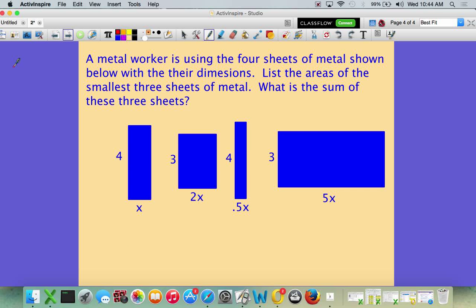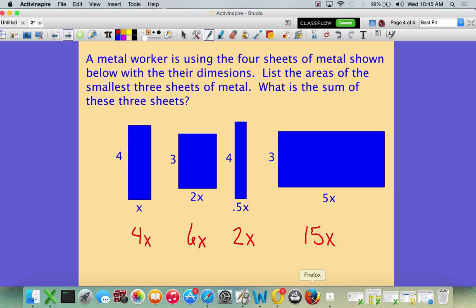Alright, word problem for this. As you can read it here, it says list the areas of the smallest three sheets of metal. Alright, so which ones are they? We've got to find the areas for each one of them. They're all rectangles, so we know that the area of a rectangle is base times height. So if we look at this first one, we've got 4 and an x, we multiply those together to get 4x. For our next one, 3 times 2x is 6x. 4 times 0.5x would be 4 times 0.5 is 2, and then bring the x with. 3 times 5x is 15x.